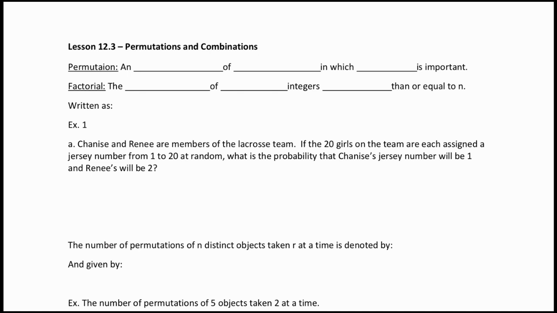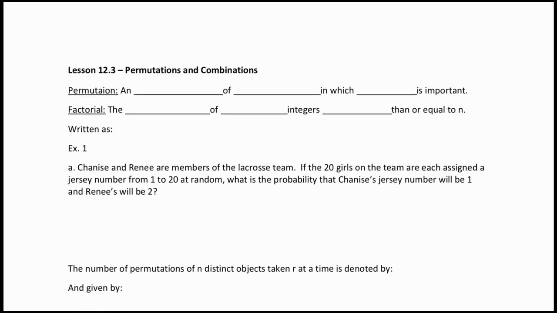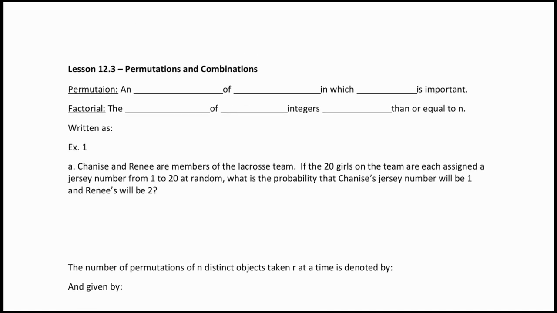So today we are learning permutations and combinations. So we're finishing out probability with permutations and combinations. So we'll start with a permutation.